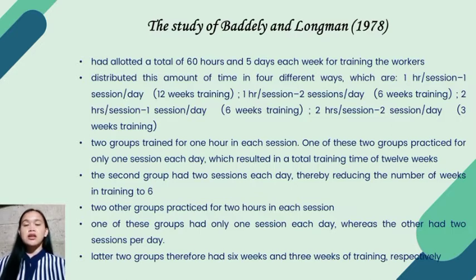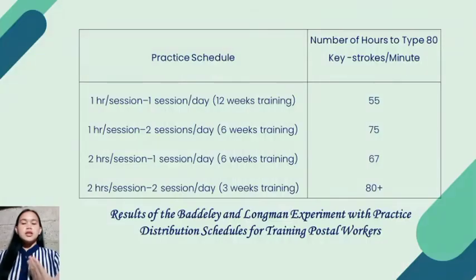So mga ang ilahang difference. So here, we can see that these 4 schedules illustrate the variety of ways the researchers distributed 60 hours of practice. And the most distributed schedule required workers to train for 12 weeks, whereas the most massed schedule allowed them to complete their training in only 3 weeks. So the primary difference between these schedules was in how long each session was and how many sessions occurred each day.